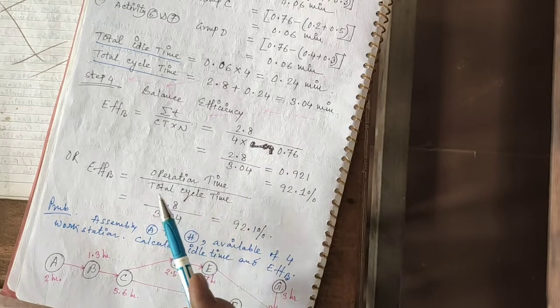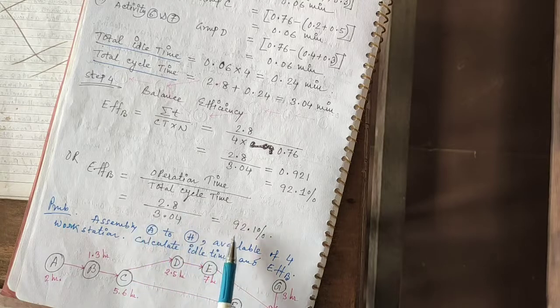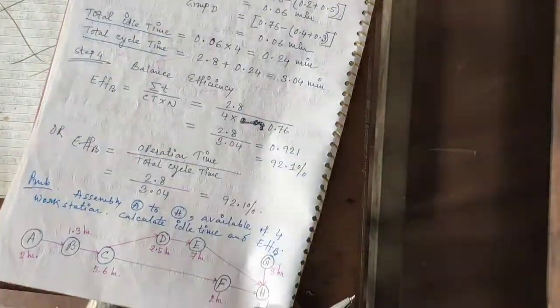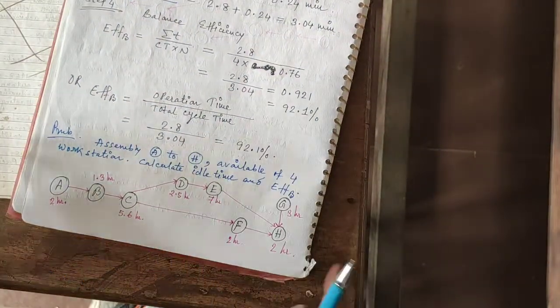This will be operation time divided by total cycle time. You can easily calculate the 90. This will be 92.1. Okay, so similarly this process, similarly you can see there is another problem.